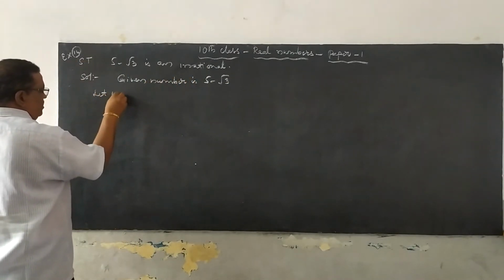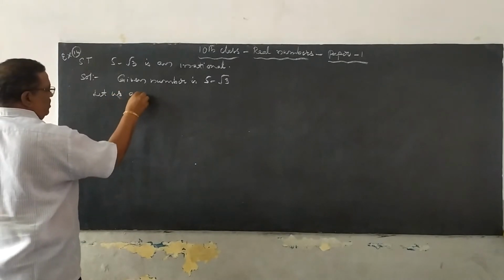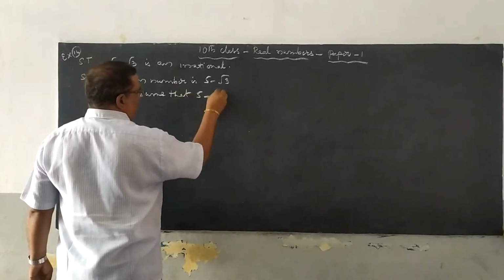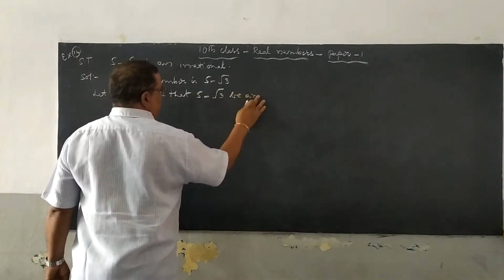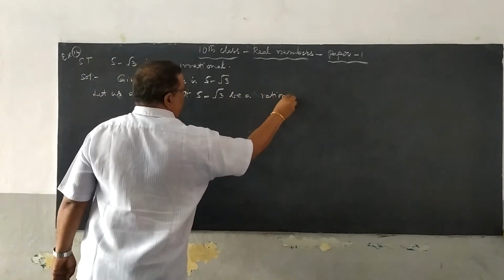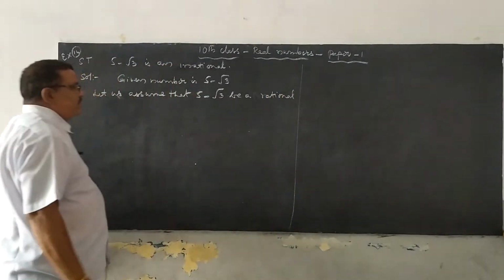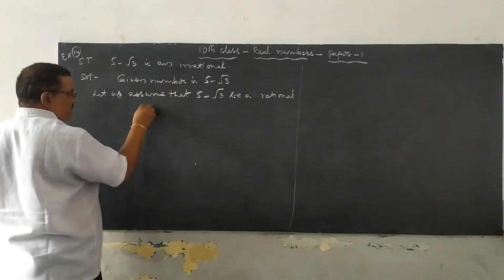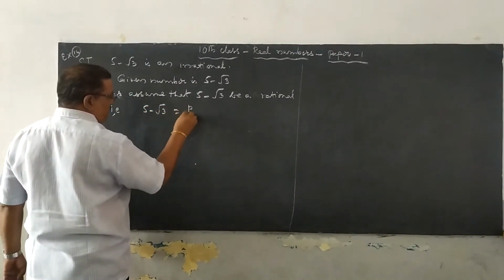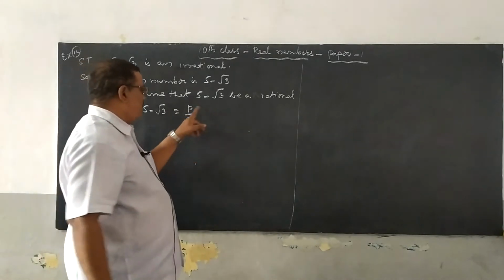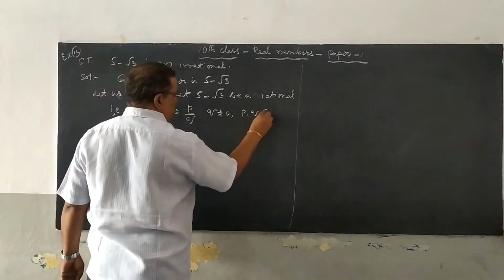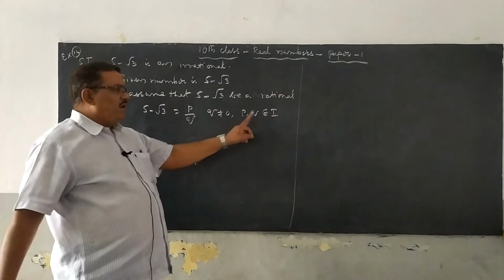Let us assume that 5 minus root 3 be a rational. So see here, according to the definition of rational number, 5 minus root 3 is taken as p by q, because a rational has the form p by q, q not equal to 0, p, q belong to the set of integers, and p, q are co-primes.